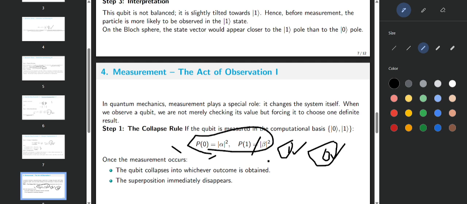In classical physics, we just find what is already there. In quantum physics, the act of observing decides what the result will be. That is the small difference.